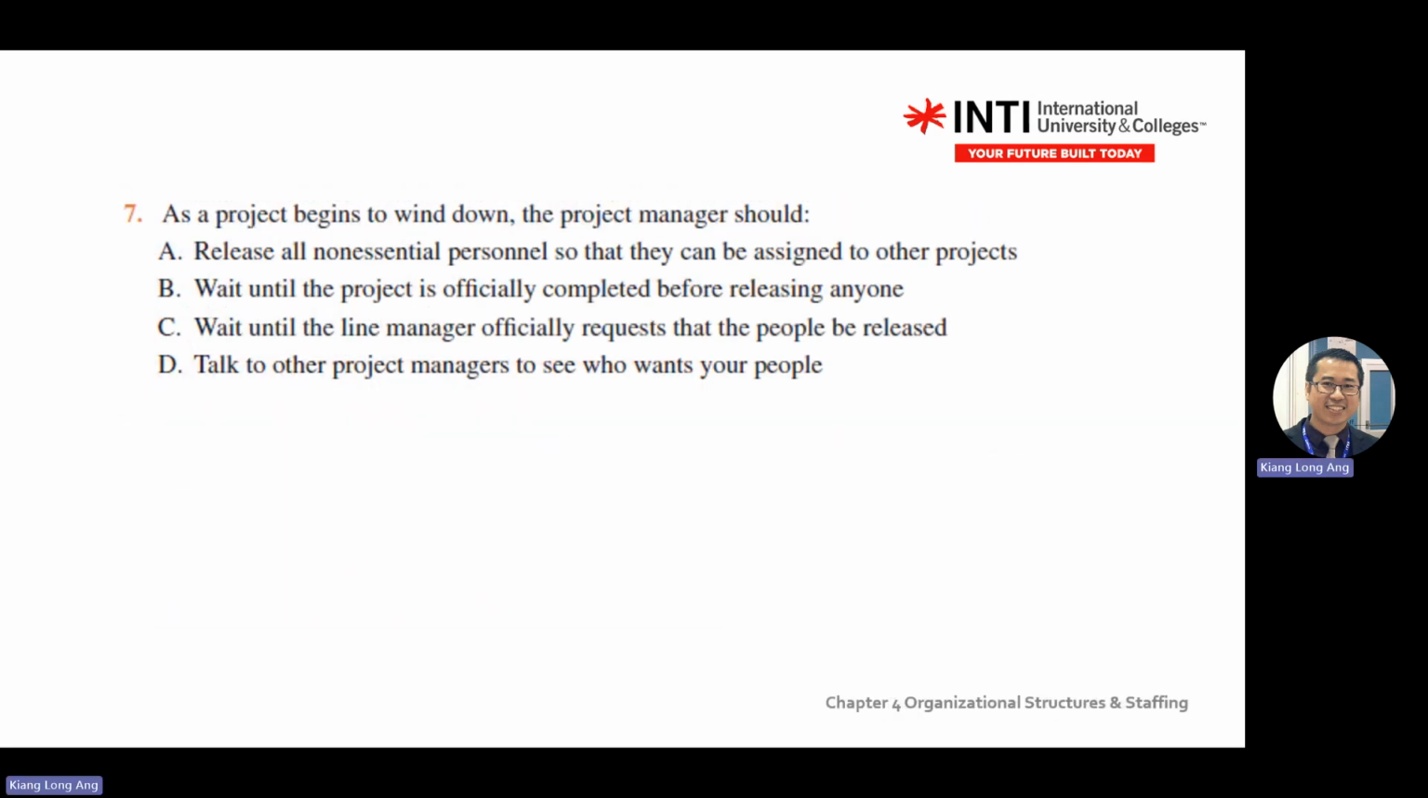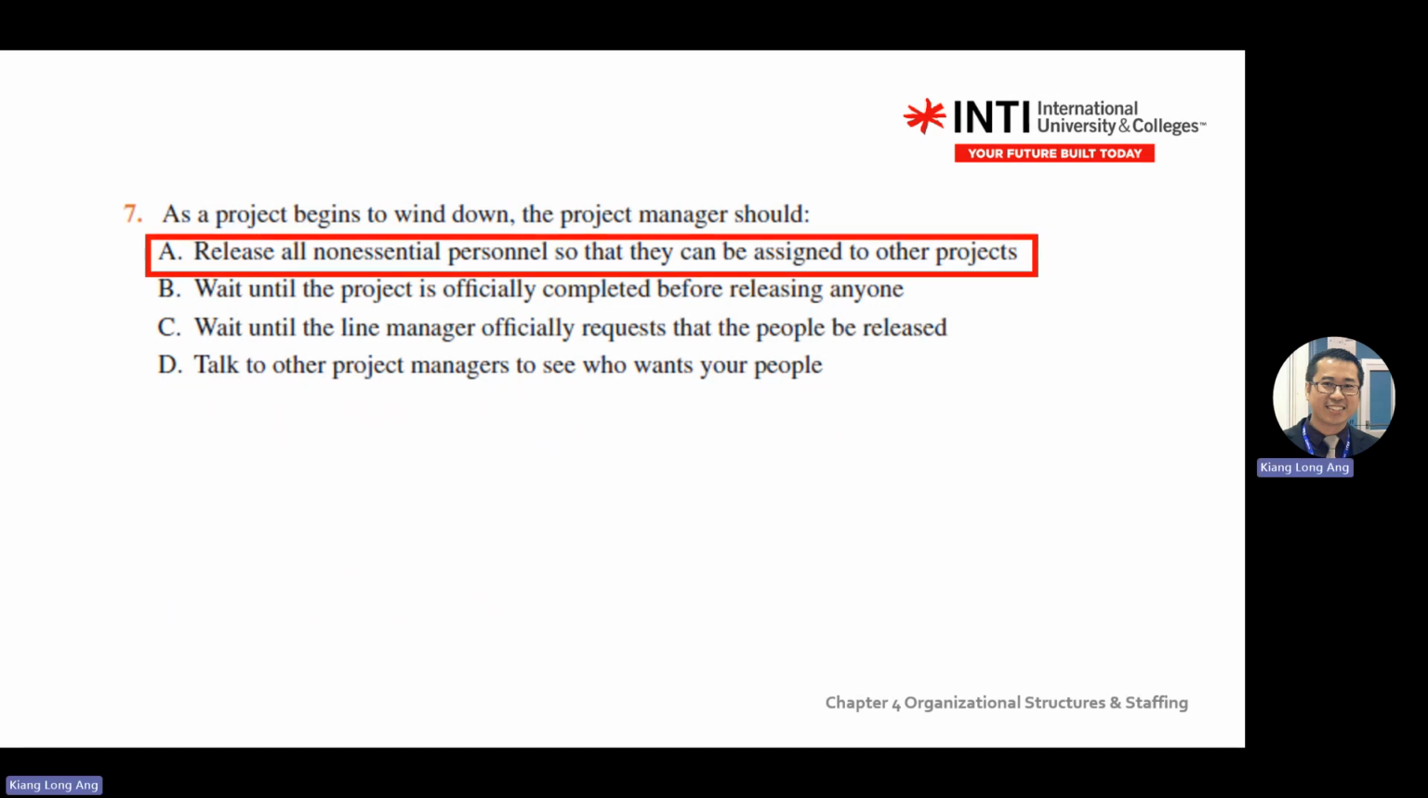As the project begins to wind down, the project manager should what? Wind down means close to wanting to close the project already. A, yes. Okay. Because if you keep the personnel, your cost will continue to flow out. So you want to reduce your cost, so you assign them to other projects.